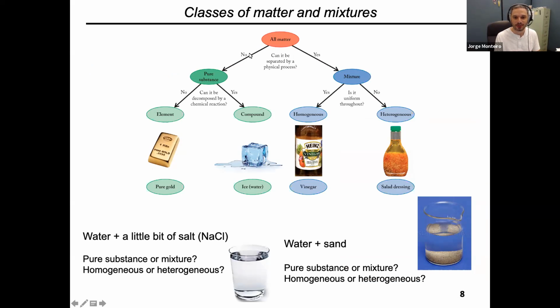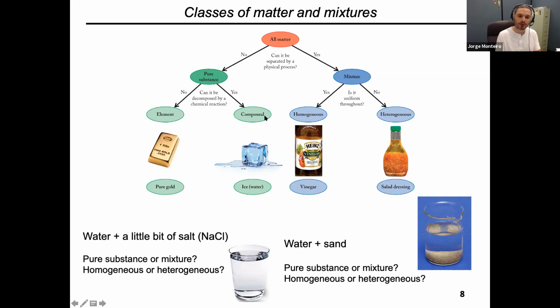If the answer is no, then that means you have a pure substance, okay? For example, if you just have water, that's a pure substance. Once you establish that's a pure substance, then you are going to ask, can it be decomposed by a chemical reaction? If the answer is no, then you have an element. If the answer is yes, you have a compound.